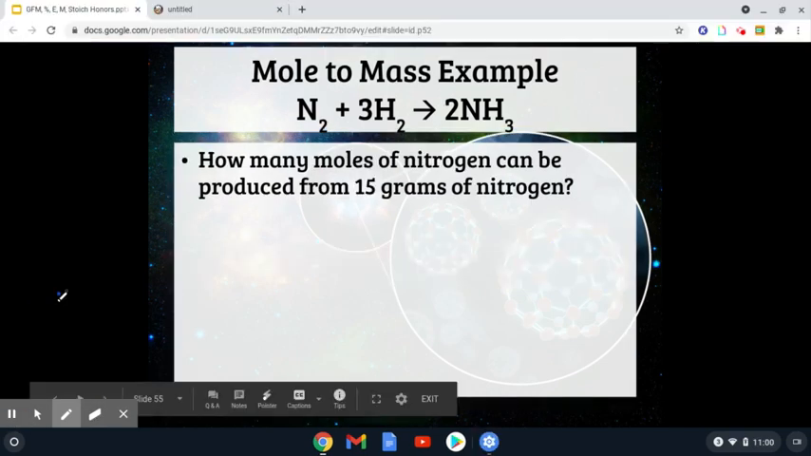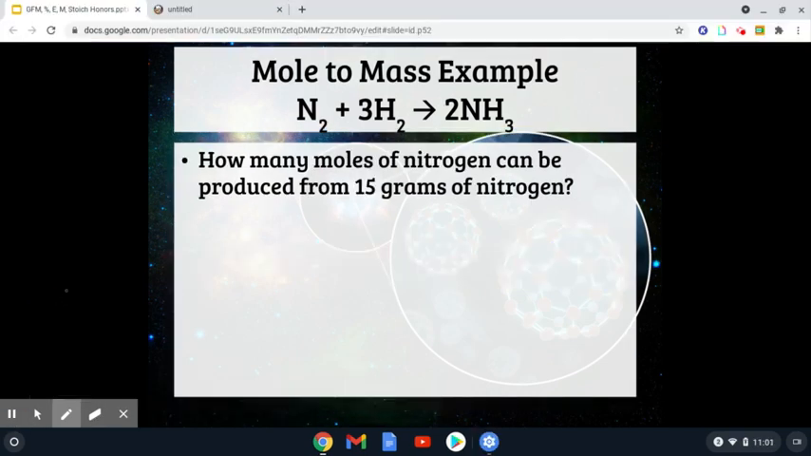So this problem is just a little different. This problem reads, how many moles of nitrogen can be produced from 15 grams of nitrogen? In this problem, we're given grams, so that's what we're going to write down as our given. In the previous problem, we were given moles and asked to convert to grams. So now we're just going to flip our conversion factor.